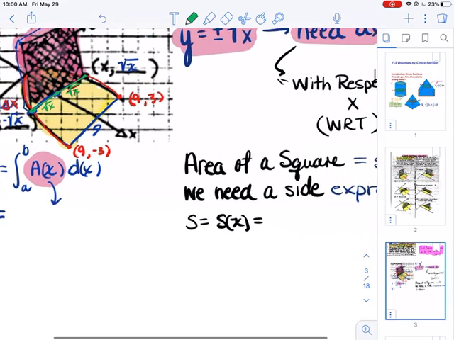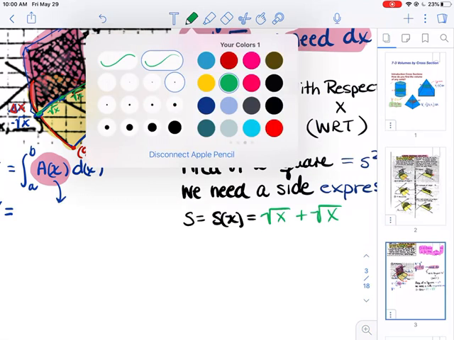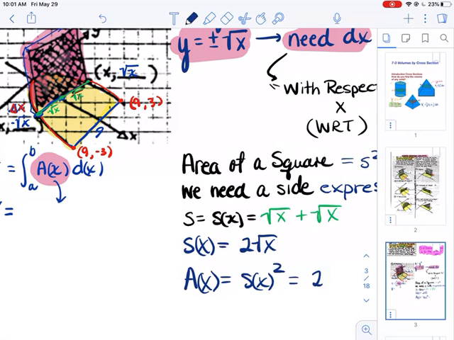So the side has a measurement as a function of x as the square root of x plus the square root of x. So we get s of x equal to 2 square roots of x. And then remember, in our area formula, A of x, we need side squared, so s of x squared is equal to 2 square roots of x squared. So we get an A of x that's equal to 4x.